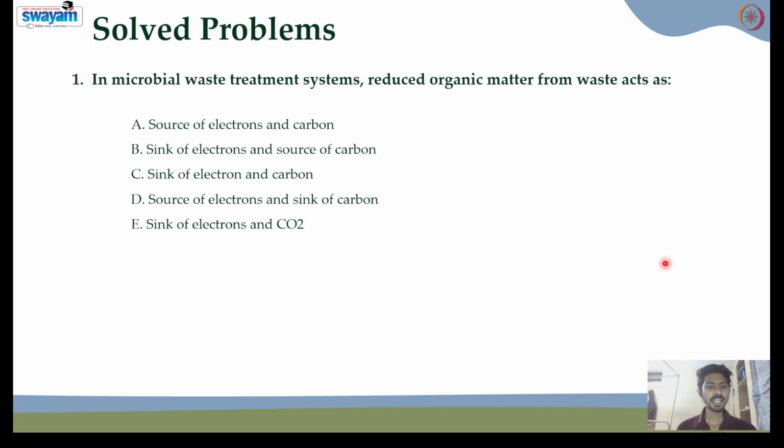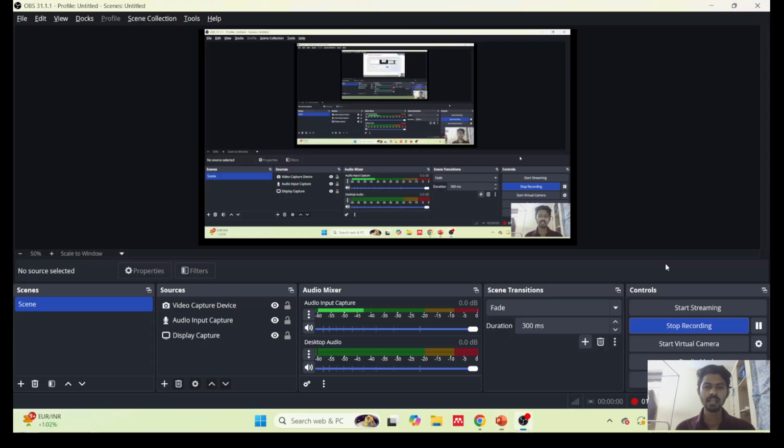First question. In a microbial wastewater treatment system, the reduced organic matter from the waste acts as: Option A, source of electrons and carbon. Option B, sink of electrons and source of carbon. Option C, sink of electron and carbon. Option D, source of electron and sink of carbon. Option E, sink of electrons and CO2. Read the question carefully and tell.